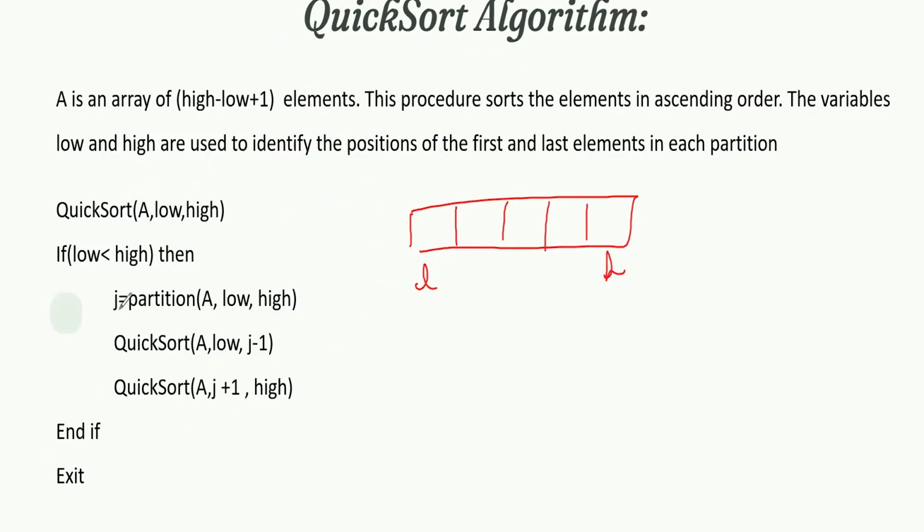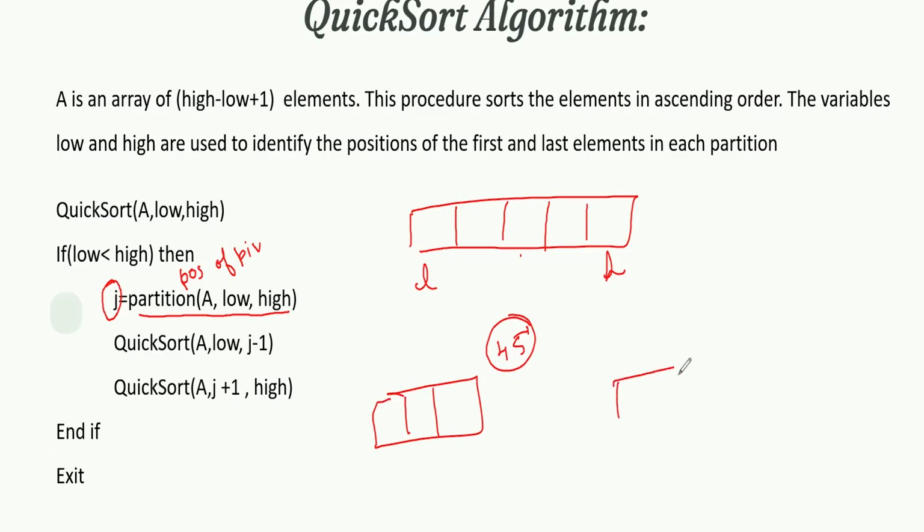Only then I'm going to call the partition function. Once I call this partition function, it is going to return the position of the pivot value. So initially, suppose that 45 was the pivot value, then my array needs to be divided in this way.